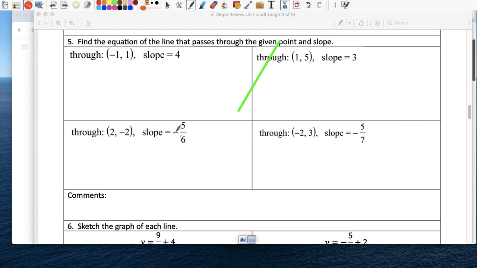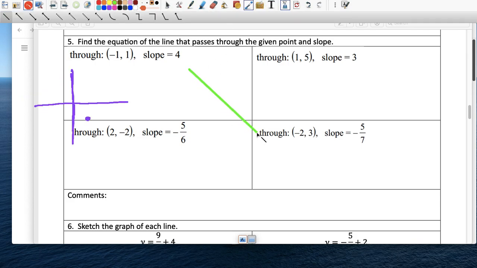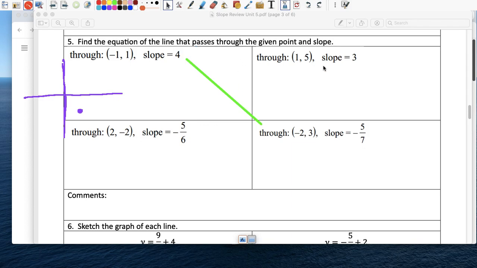Next one. Same thing again. Let me draw this out here on top. There's a point positive 2 and negative 2, somewhere around here. There's a slope of negative 5 over 6. Let me draw the slope, 5 over 6, sloping like this. So here's a point, 2 and negative 2, and here's a slope of negative 5 over 6. Looks like that.